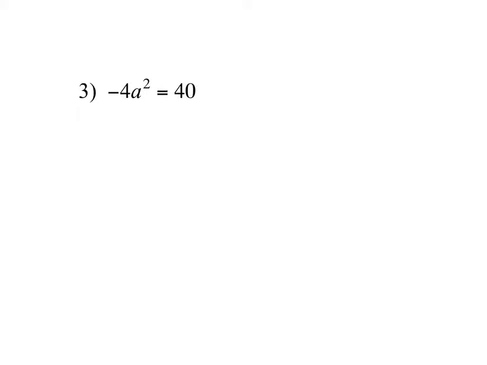Okay, the next one. Again, my first step here is that I'm going to divide by negative 4 on both sides. So a squared equals negative 10. The same, square root on both sides. So a equals plus or minus i square root of 10.